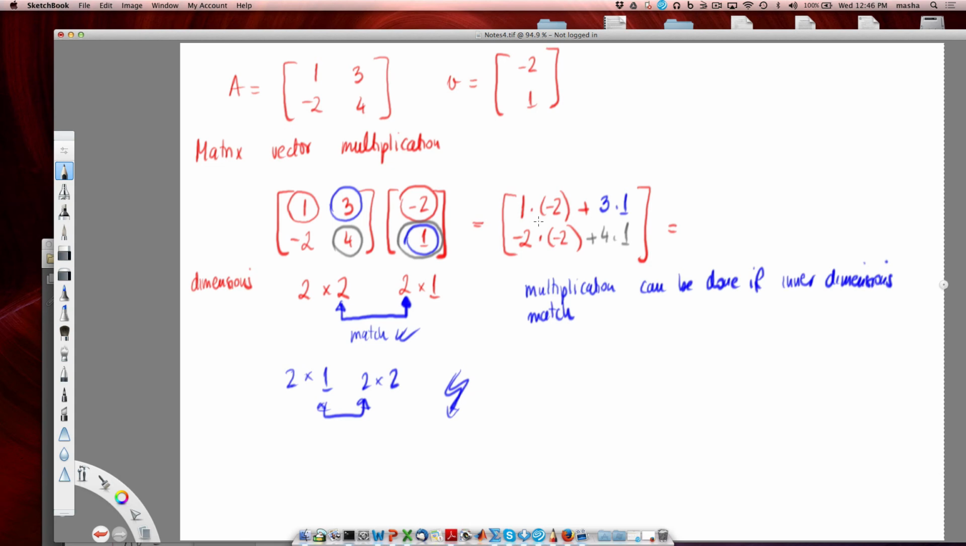So in the first case, it's minus 2 plus 3, which is 1, and minus 4 plus 4 is 0. And this is a new vector.